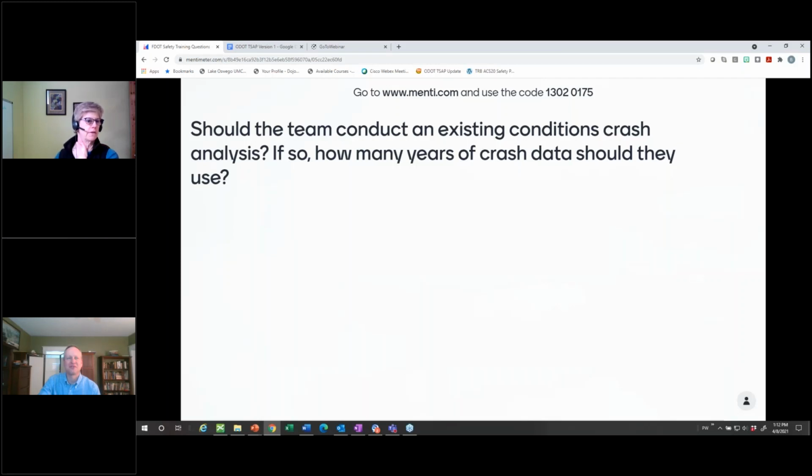So a project team is conducting a PD&E project to convert a rural 2-lane highway to a rural 4-lane highway. Should the team conduct an existing conditions crash analysis? If so, how many years of crash data should they use? And this is that part where everybody participates.